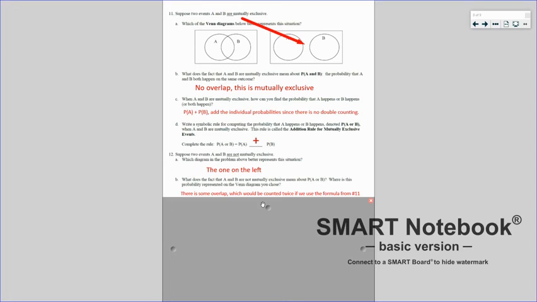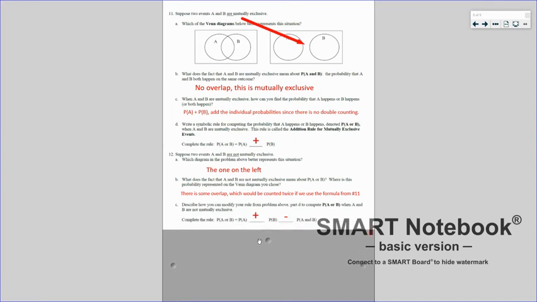What does the fact that A and B are not mutually exclusive mean about the probability of A or B? Where is the probability represented on the Venn diagram? So here I have some overlap, which would be counted twice if I use this formula. I can't just add this circle and this circle because I counted this part twice. Describe how I can modify the rule.